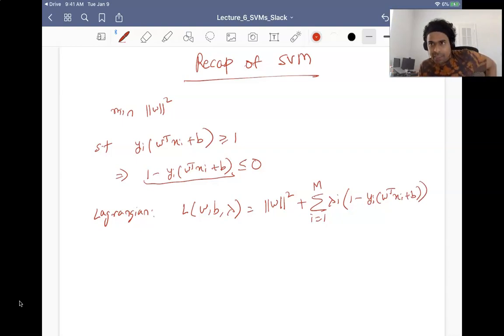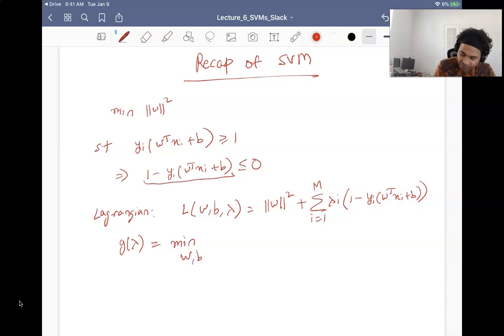And essentially, from my Lagrangian I can construct the dual now. My dual is G of lambda, as a function of lambda, where I take a min over W comma B of this term, and I'm trying to maximize this over lambda. If you recall from the last lecture, we can compute this easily by taking the derivative with respect to W, which gives W equal to something. Then we plug in the value of W that we get, and we get an equation in terms of lambda.